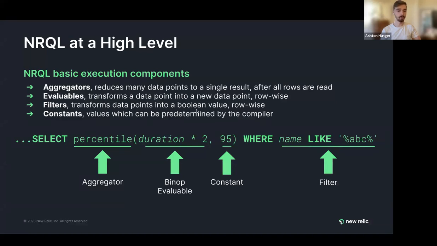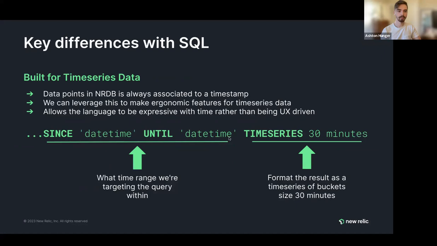Filters, which transform data points into a Boolean value, as we see over here. This is a simple filter. These types of syntaxes don't always work in all the places evaluables work, and they work generally after where clauses. And then constants, of course, are values which can be predetermined by the query compiler, or something like the literal 95.